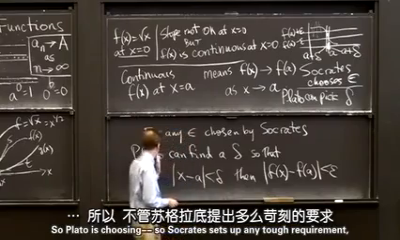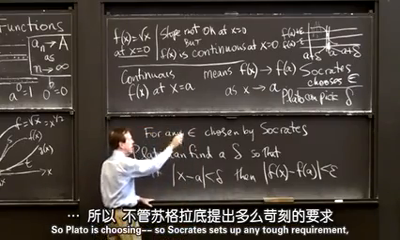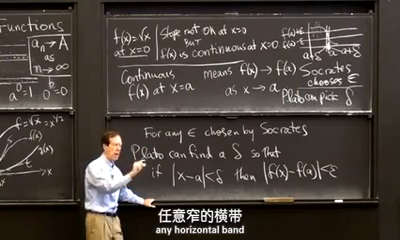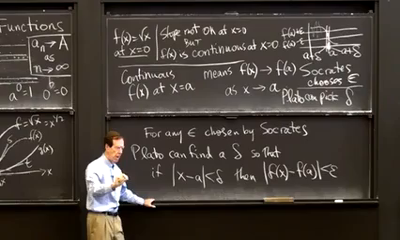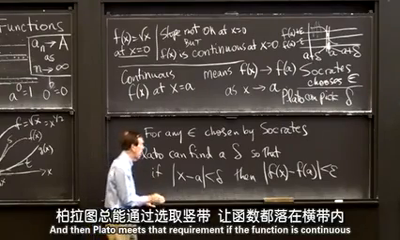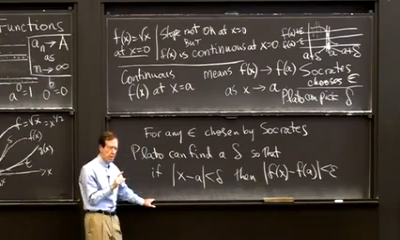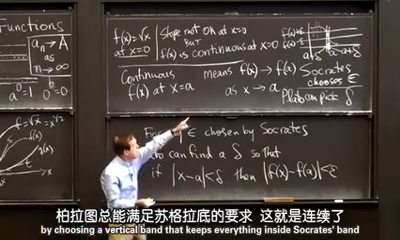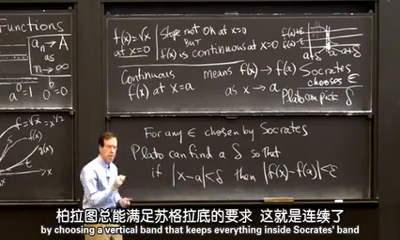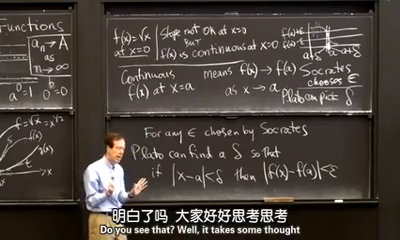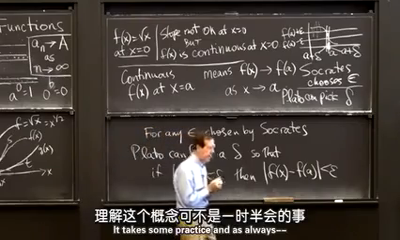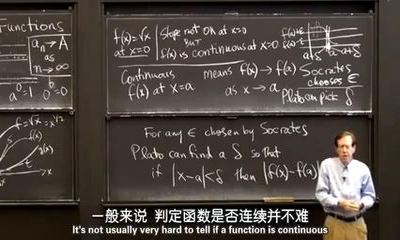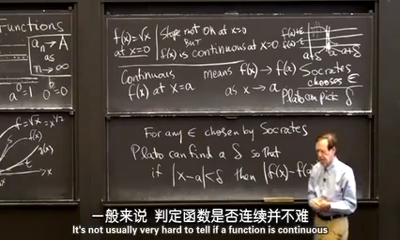So Plato is choosing, so Socrates sets up any tough requirement, any horizontal band, and then Plato meets that requirement, if the function is continuous, by choosing a vertical band that keeps everything inside Socrates' band. Do you see that? Well, it takes some thought. It takes some practice, and as always, it's not usually very hard to tell if a function is continuous.